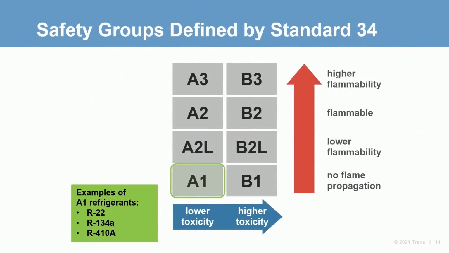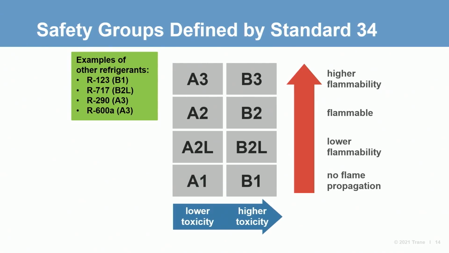Historically, refrigerants used in HVAC systems are mostly classified as Group A1, for example, R22, R134A, and R410A. That is, they have a lower toxicity profile and do not propagate a flame in the presence of a strong ignition source. Commonly, Class 1 refrigerants are referred to as non-flammable.